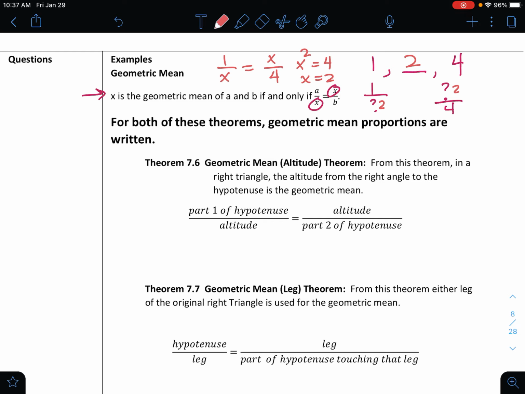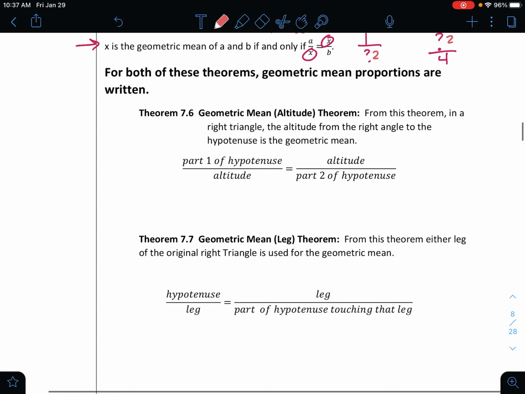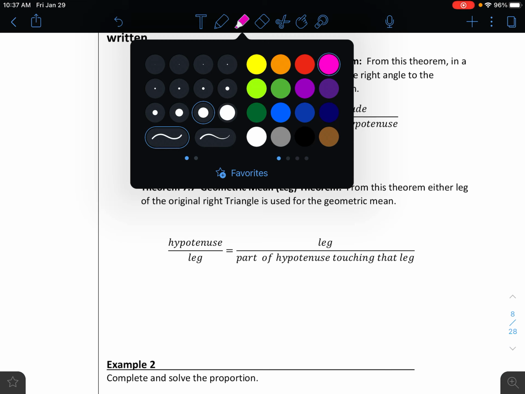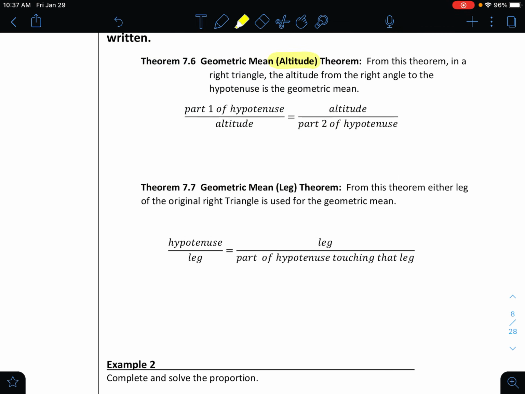So the geometric mean is a number that, when it goes into a ratio, makes the two ratios equal. Really, we set up a proportion and then we can solve. So we have geometric mean proportions that we're going to use in these two theorems. Number 1 is called the altitude theorem. From this theorem, in a right triangle, the altitude from the right angle to the hypotenuse is the geometric mean. So we need a diagram here.